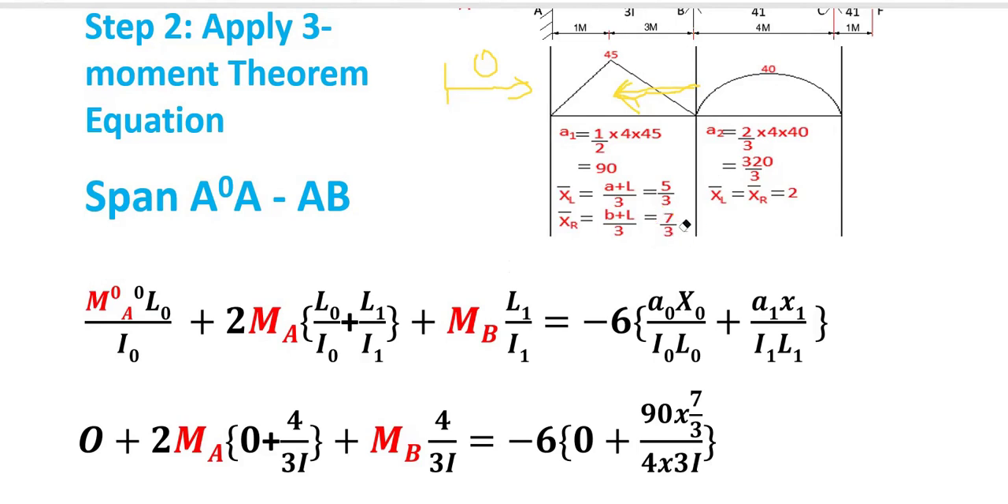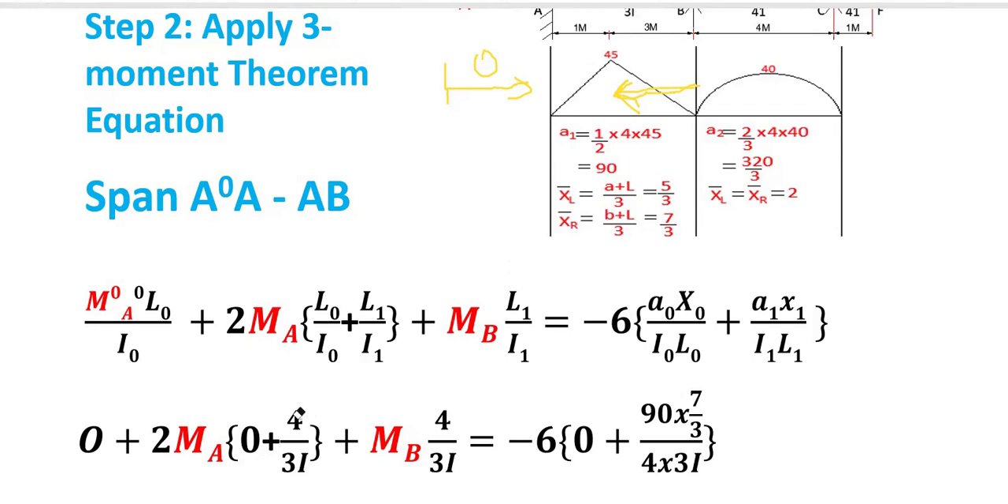We are going to use 7 over 3. So 0 plus our area was 90. 90 times 7 over 3 divided by our I1 is 3I, and of course the span is 4. Good. So the next stage now is basically to simplify this.